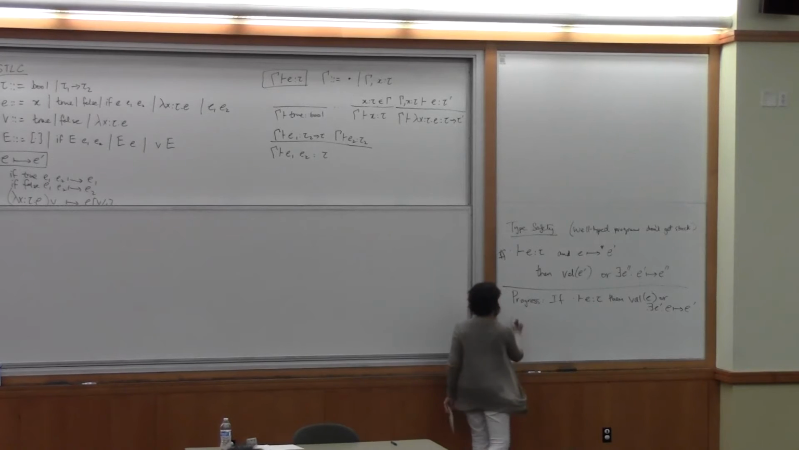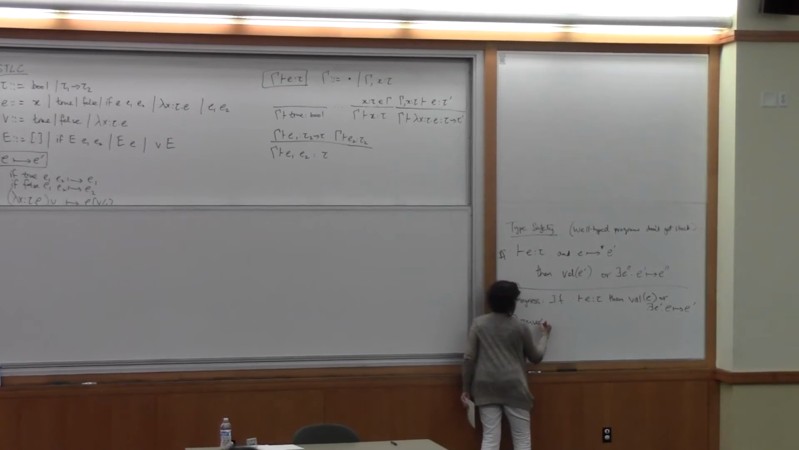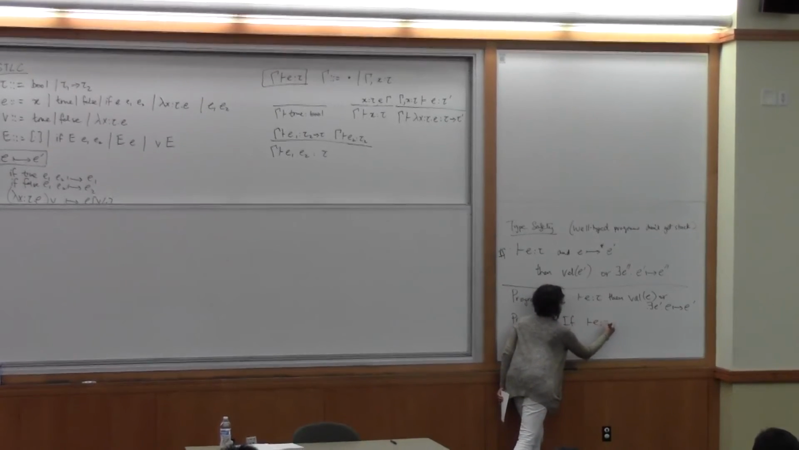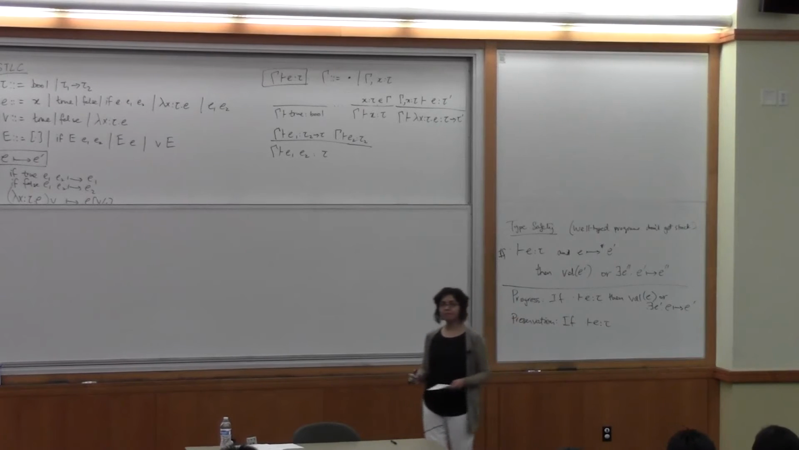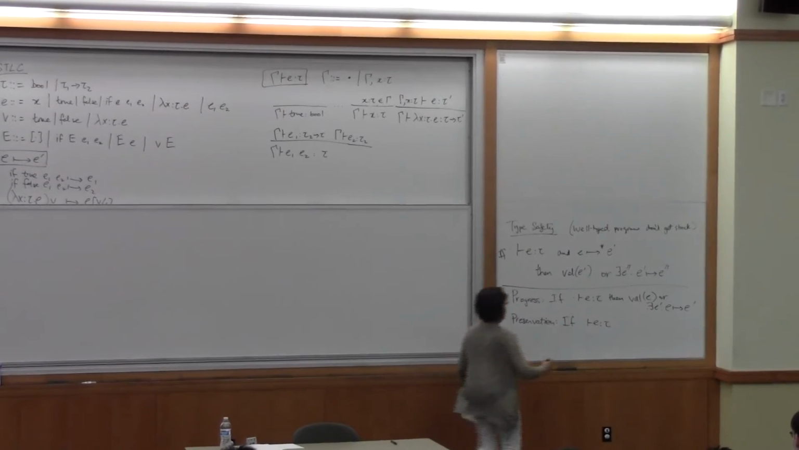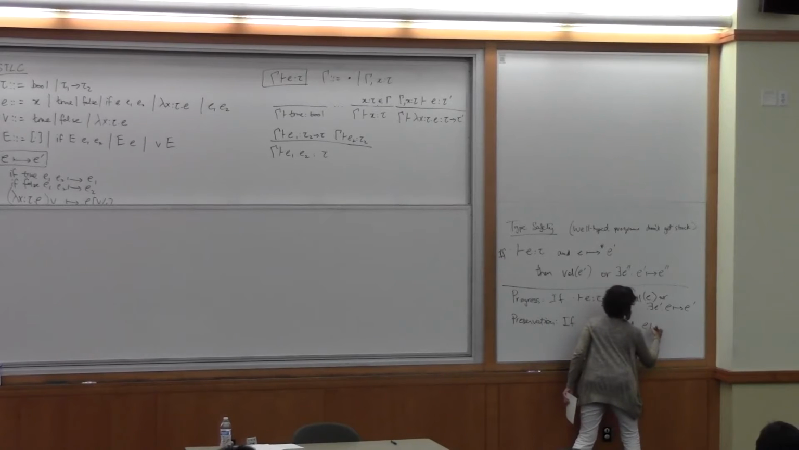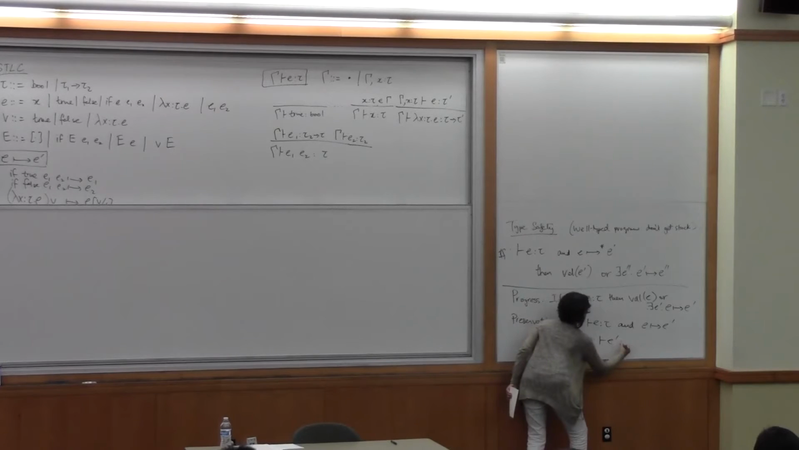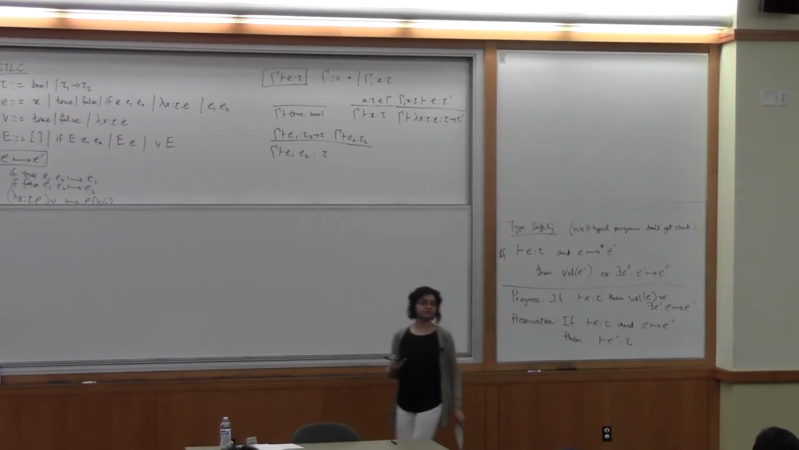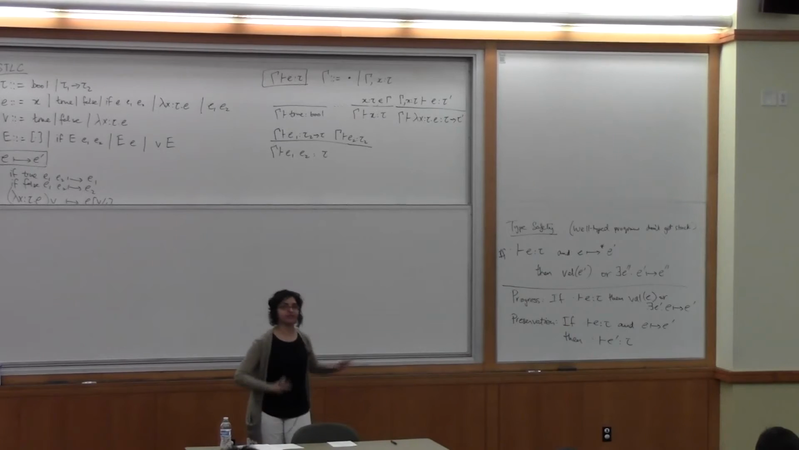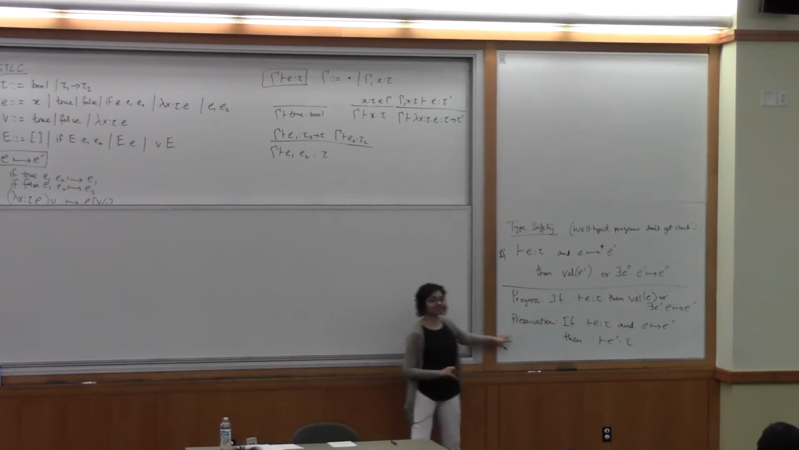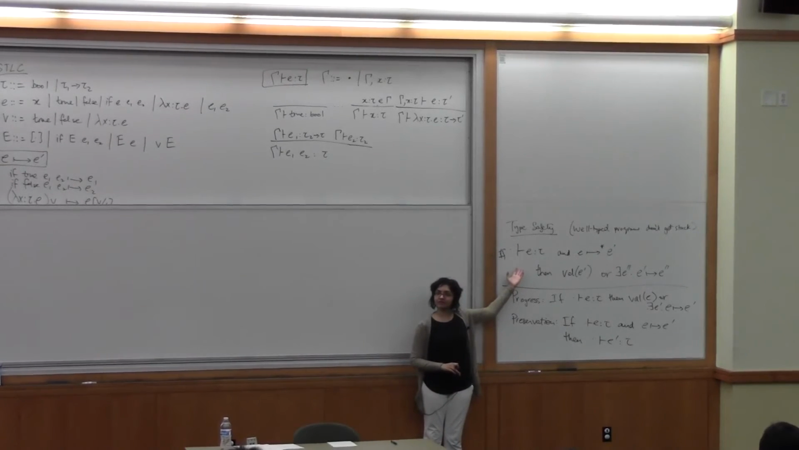All right, what does preservation say? If E is a well-typed closed program, and it takes a step to E prime, then E prime is well-typed and has that same type tau. At least for simply typed lambda calculus, that's how we say it. Okay, so is it completely obvious to people how progress and preservation together give us type soundness?